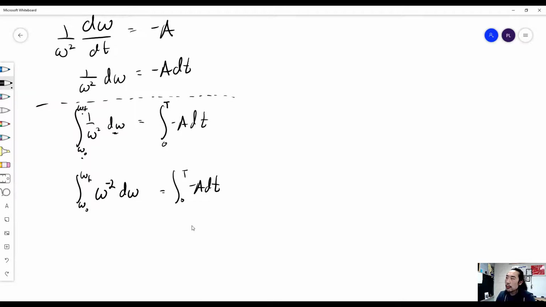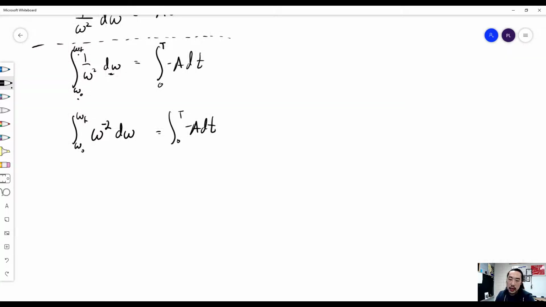If you remember, the integral is like the reverse of a derivative. For the derivative, we took the exponent and subtracted 1 from it. For the integral, we do the reverse. So I'm going to add 1 to this exponent. We get omega to the negative 2 plus 1, so we get omega to the negative 1. And my conditions are going to be from omega initial to omega final. But there should be a negative here.